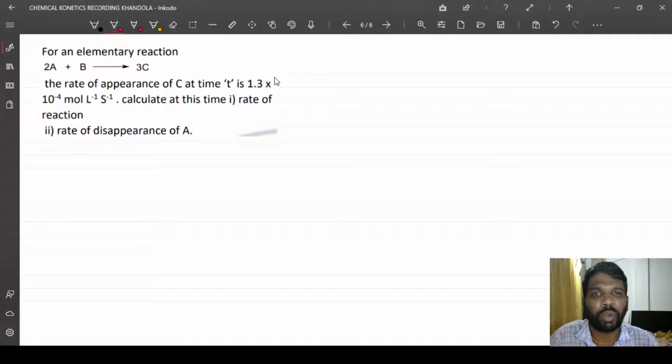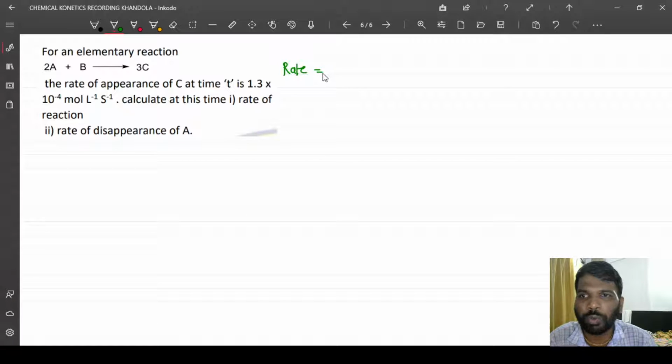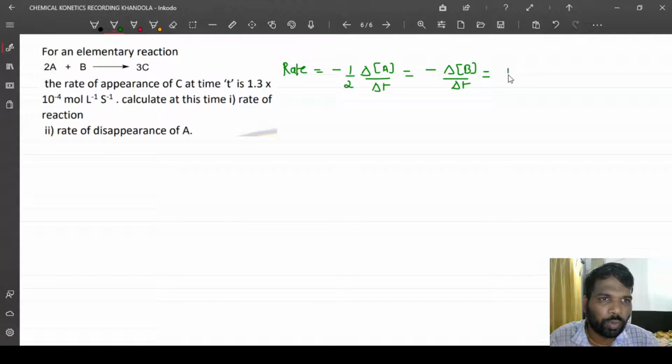So let us try to decode the different terminologies of chemical kinetics. First thing, we need to write a rate equation for this. I will write an average rate equation. So rate will be equal to minus 1 by 2 delta A by delta t, which is equal to minus delta B by delta t, which is equal to 1 by 3 delta C by delta t.